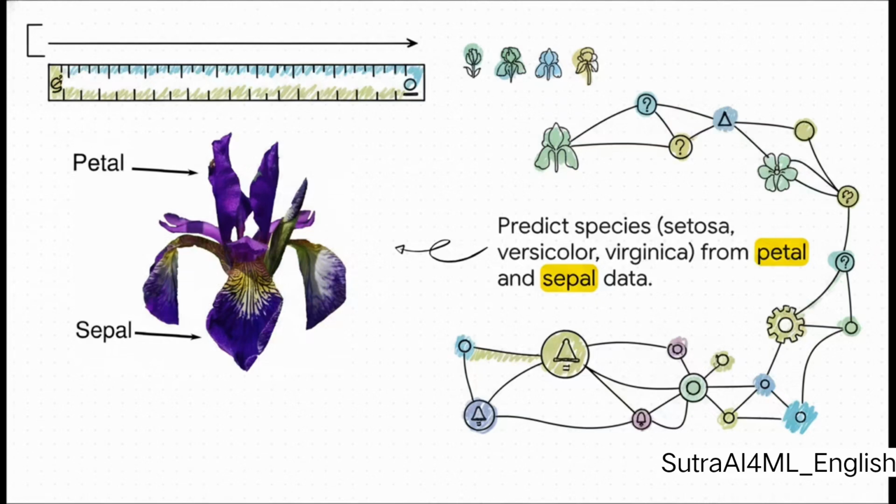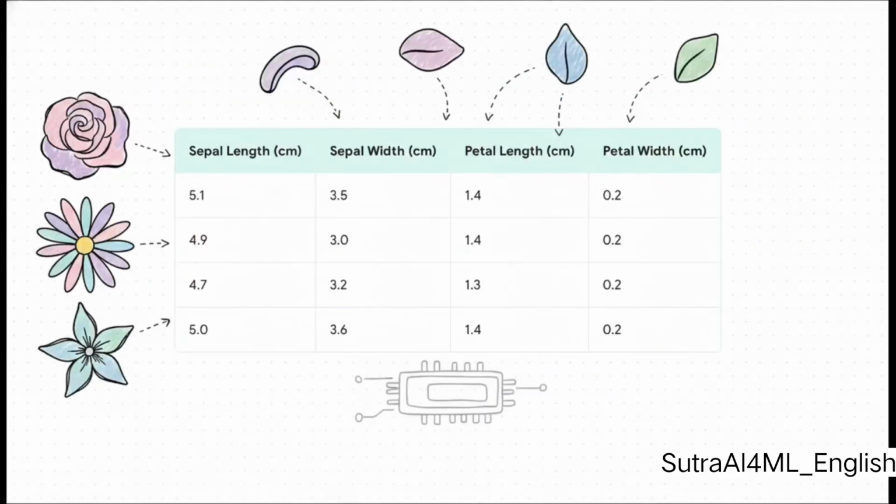Crucially, for every flower she measured, she also wrote down its correct species. So our task is to build a machine learning model that can learn from her data to predict the species of a new flower, just from its measurements. And this is what her data looks like to a computer.